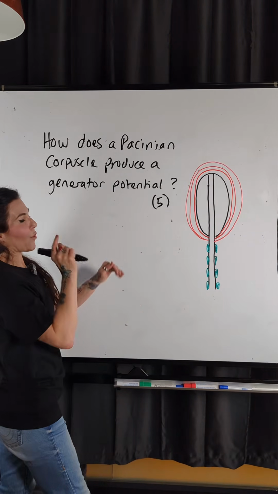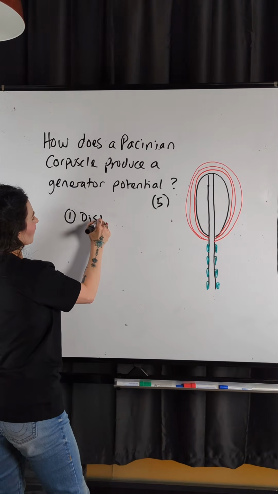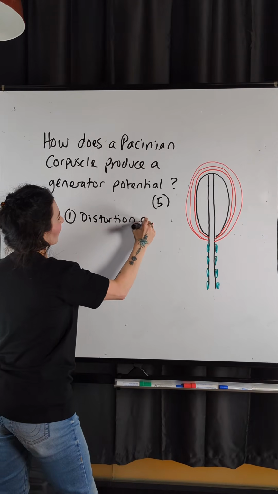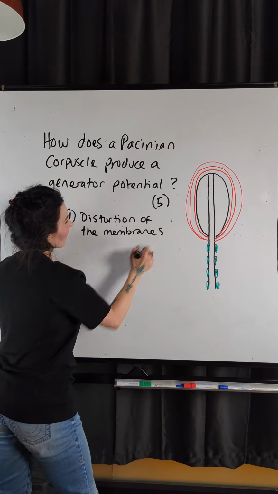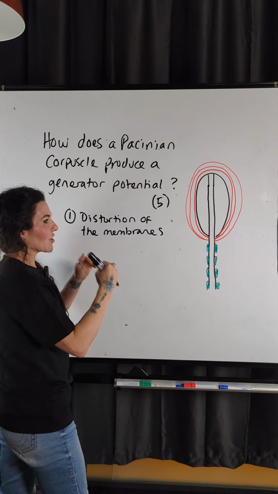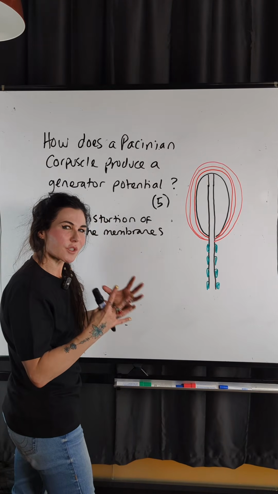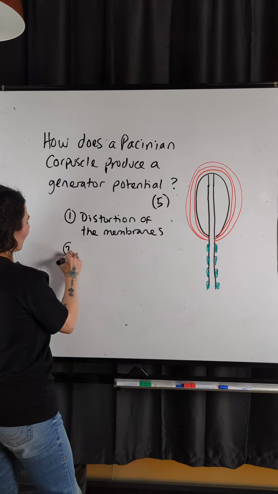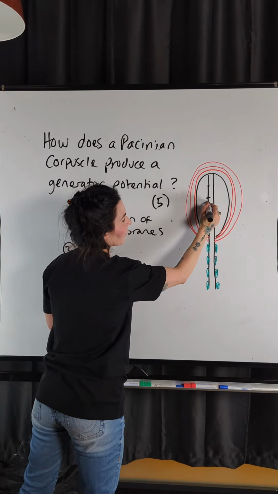So we're going to talk about point 1 of 5 marks. 1, distortion of the membranes. Once they get distorted, that pressure actually causes those sodium channels to open. It distorts their shape too. Now, the sodium ion channels, remember, are located in the sensory neuron.